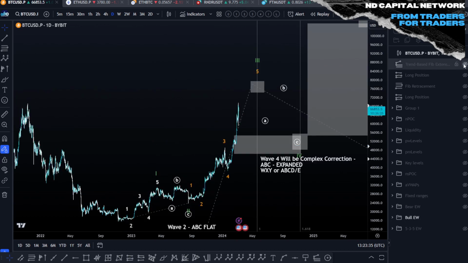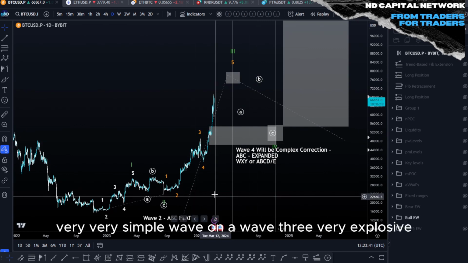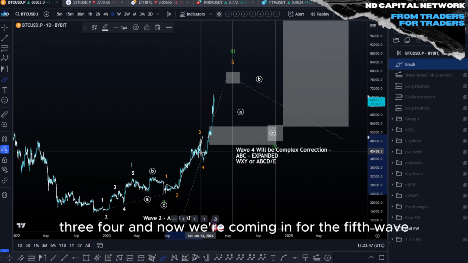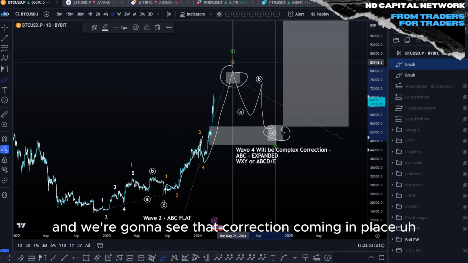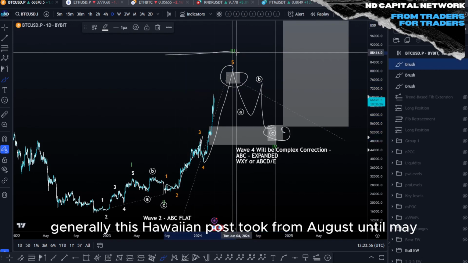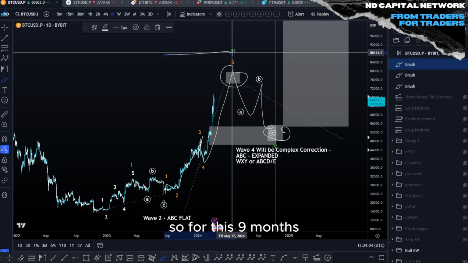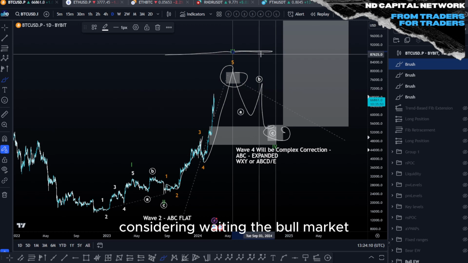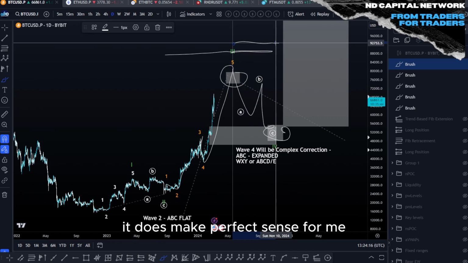And this is the way I think the whole thing will develop. Very simple. Even a wave 3, very explosive, very highly priced. 1, 2, 3, 4, and now we're coming in for the fifth wave, and we're gonna see that correction coming in place. Generally, this whole impulse took from August until May. So this is what, 4 and 5, 9 months. So for these 9 months, you can correct pretty much probably half the time, considering we're in the bull market. So 4 months and a half from May until November. Yeah, something like that. It does make perfect sense for me.